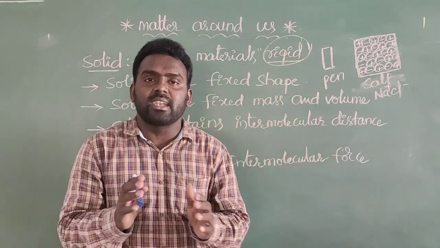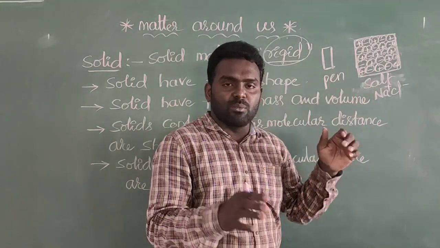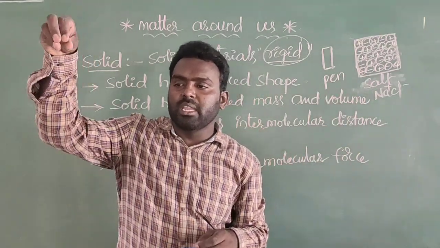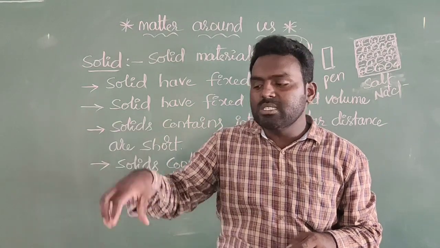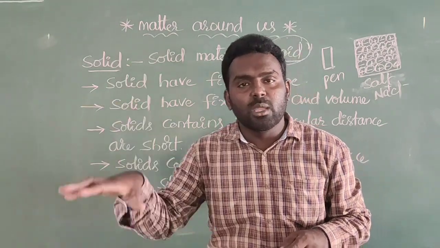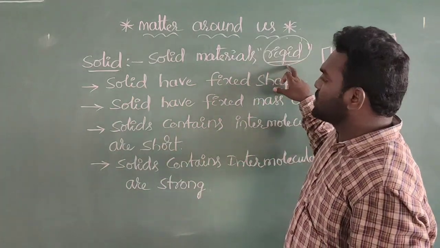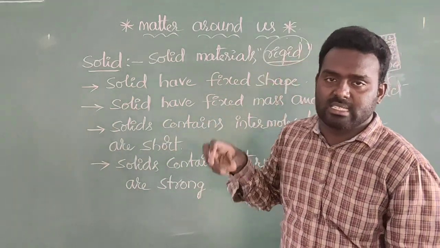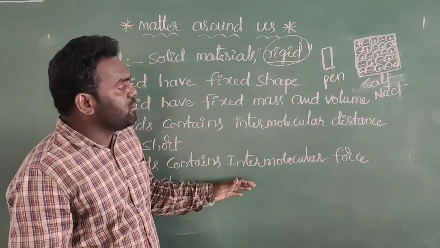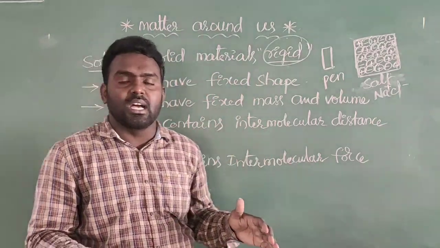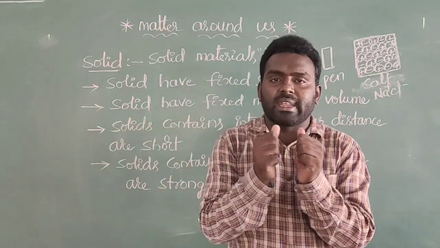Generally solid materials are rigid, and the examples I gave are a pen and a book. If you drop any solid material on the floor, the molecules remain in the particular position and place only. That's why we say solid materials are called rigid structures. And by the observation of these molecules, solid materials have more attractive force.